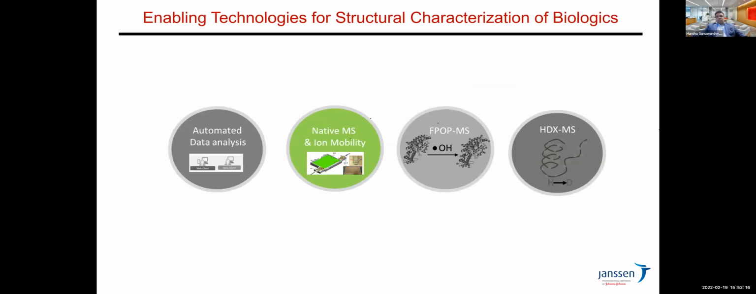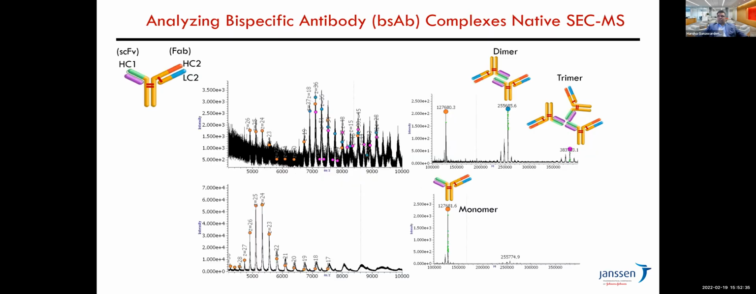So native MS in combination with ion mobility, which is a gas phase separation method, is important for the deep characterization and structural analysis of antibodies. We're just beginning to learn its importance in the analysis of multi-specific antibodies. What you're seeing here is a native mass spectra obtained with the extended mass range of an Agilent 6545XT QTOF mass spectrometer.